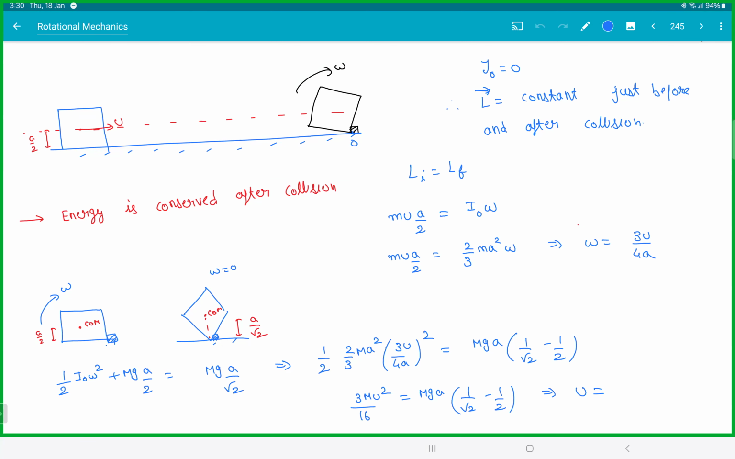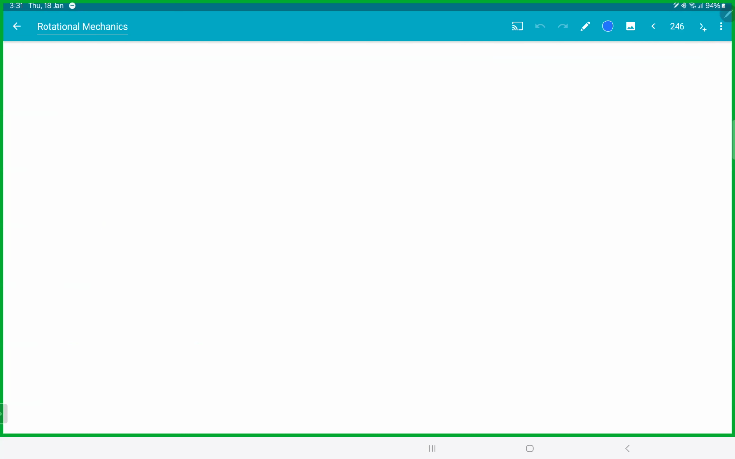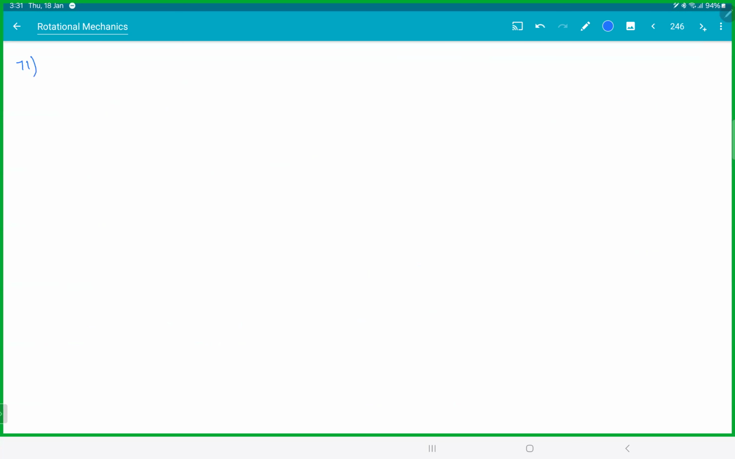So let's start off. So this was the last thing that we did: a block toppling over an obstacle. Similar question.